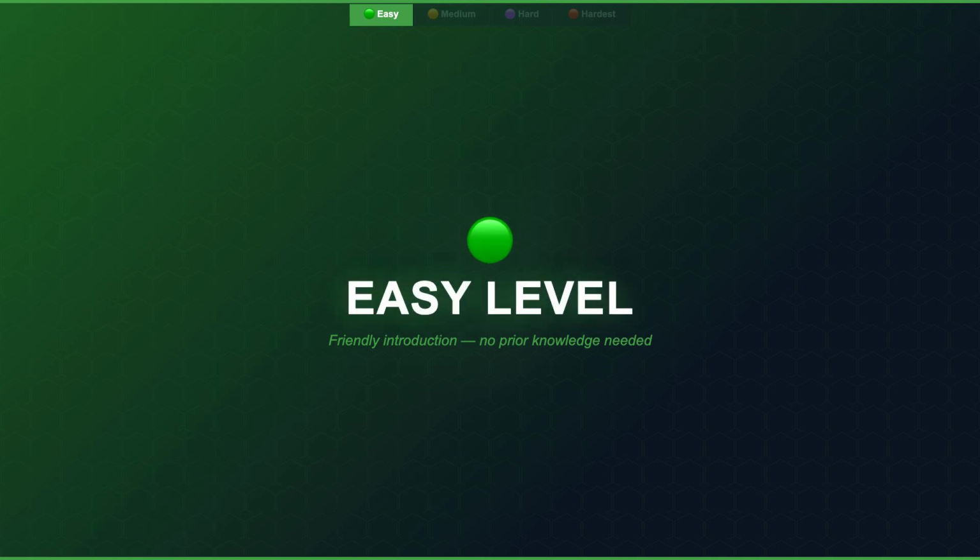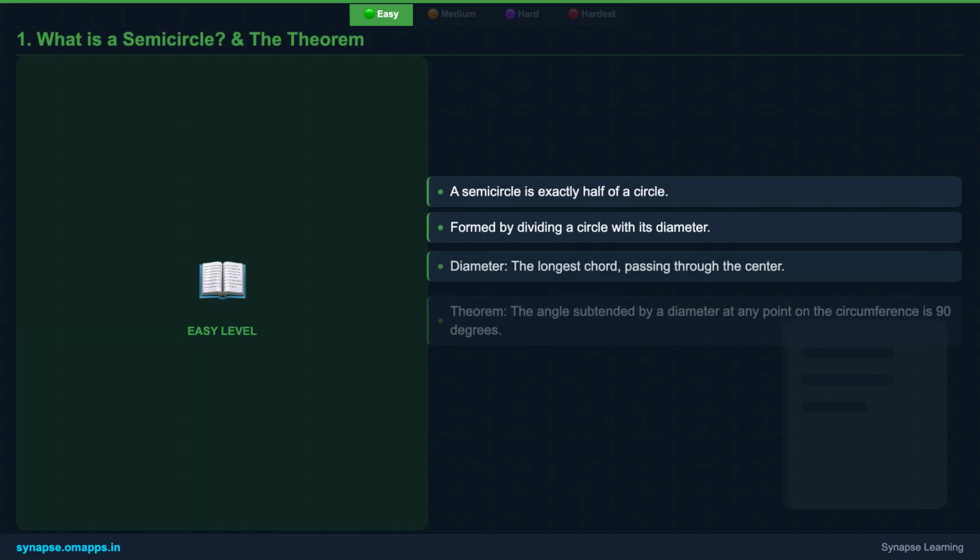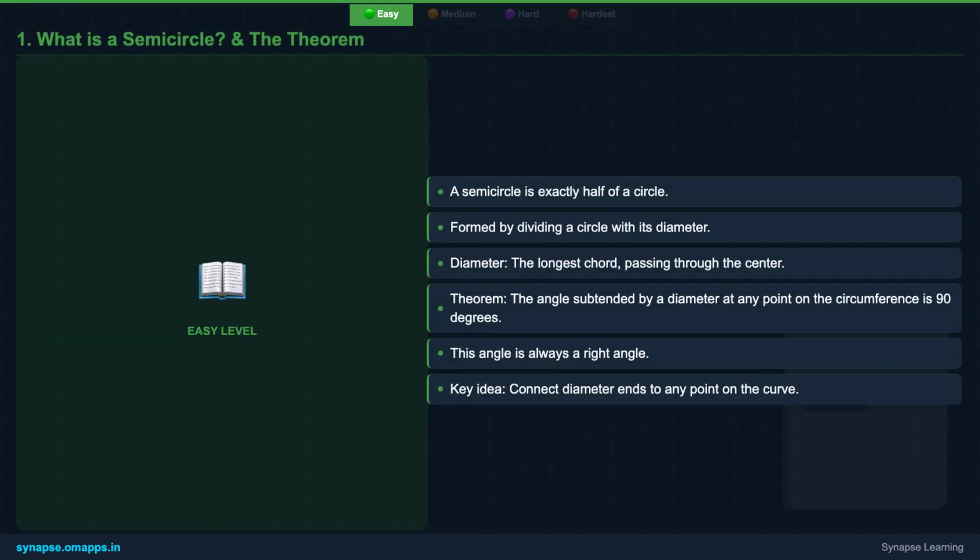Have you ever wondered what's so special about an angle drawn inside half a circle? First, let's quickly define what a semicircle is. Imagine cutting a perfectly round pizza exactly in half, right through its center. Each half is a semicircle. Mathematically, it's half of a circle, created by a diameter. The diameter is the longest line you can draw across a circle, always passing through its center.